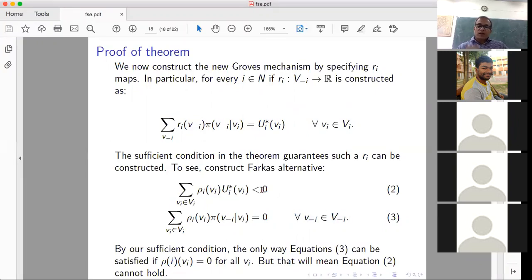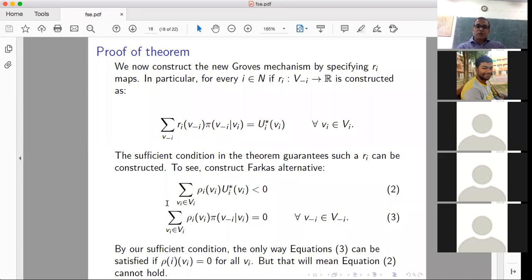So we know from the Farkas lemma that this has a solution if and only if this has no solution. We need to show that 2 and 3 cannot be satisfied together. If we can show that, then that is equivalent to requiring that this has a solution.